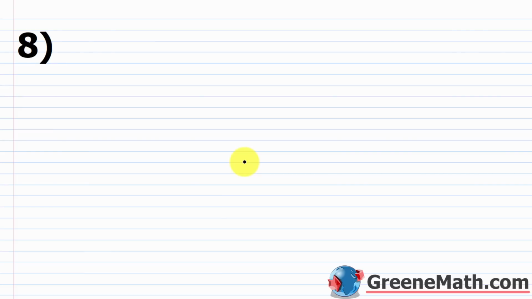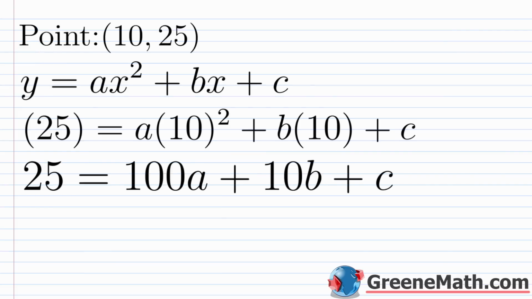All right, let's take a look at problem number 8. So we're given our model of y equals ax squared plus bx plus c. And the first point is 10 comma 25. So 10 being the x value. Again, going there and there. So that ends up right there and right there. And then 25 being the y value, that's going to be right there. And of course, that gets plugged in right there. So when you go through and simplify, you get 25 equals 100a plus 10b plus c.